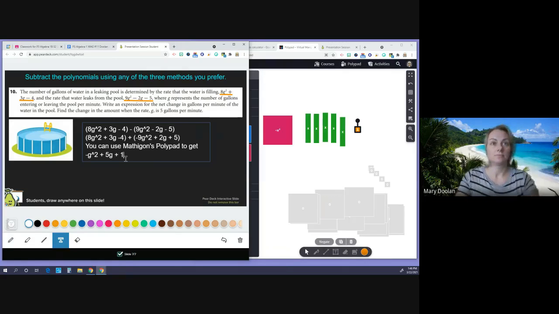All right. Okay. This can also be done with the vertical or horizontal method. They would all give you the same exact answer. This is the end of this lesson.